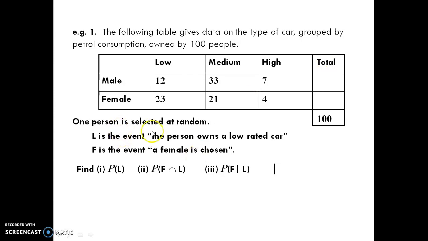So one person is selected at random. L is the event that the person owns a low rated car, and F is the event that a female is chosen. Find probability of L, probability of F intersection L, which is the common part, a low rated car and also a female chosen, and probability of F or L.